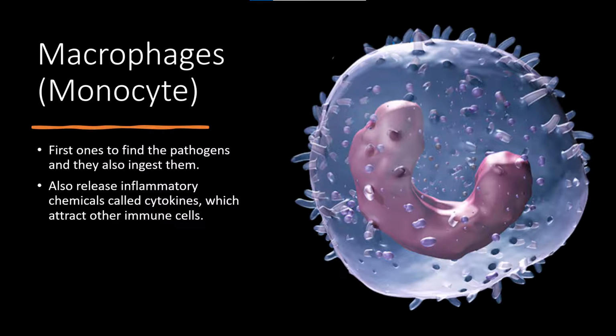The first cell that comes to the site where a pathogen is detected is the macrophage. The macrophage's job is to ingest the pathogen and release inflammatory chemicals called cytokines. These cytokines attract other immune cells to the area that is affected.